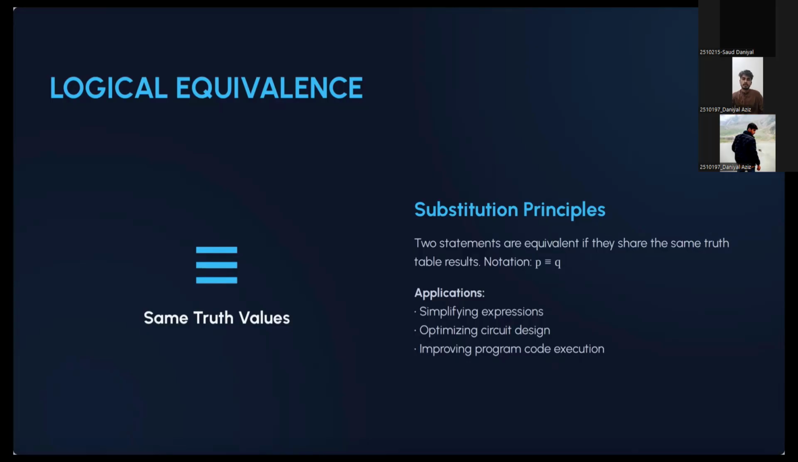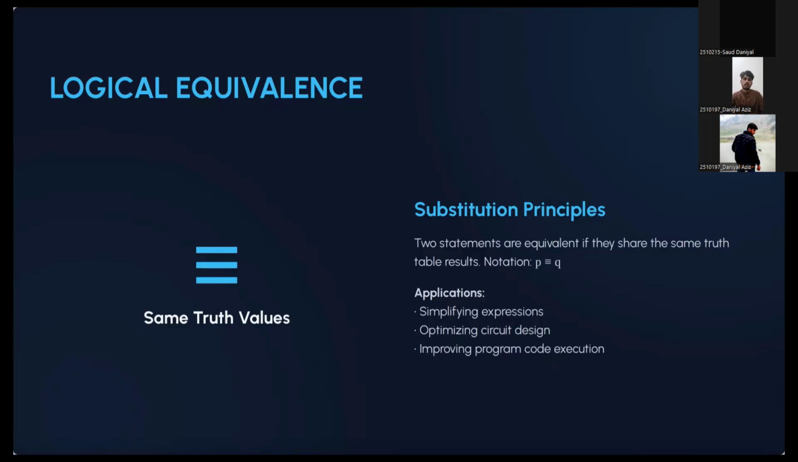So let's begin. First, let's discuss my first slide, logical equivalence. Logical equivalence means that two logical statements always produce the same truth values under every possible condition. In other words, even if two statements look different, they are considered logically equivalent if their truth tables are exactly the same. The symbol used for logical equivalence is statement P, three lines, statement Q.